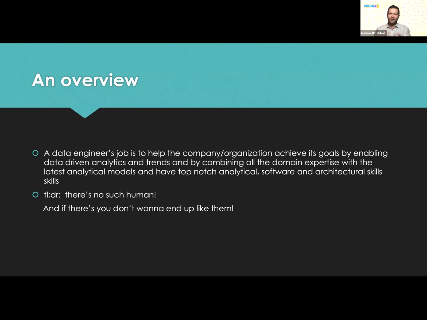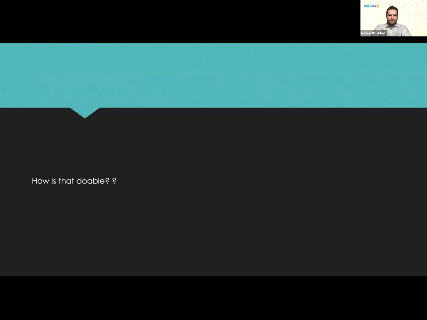So basically, the bottom line is to bridge the gap between domain experts and building analytical models on their own. And we're going to talk about how to bridge the gap in between. So how is that doable? By data enablement.